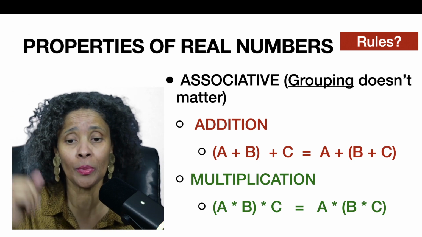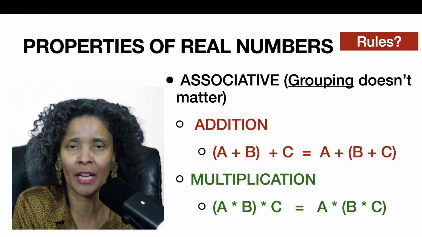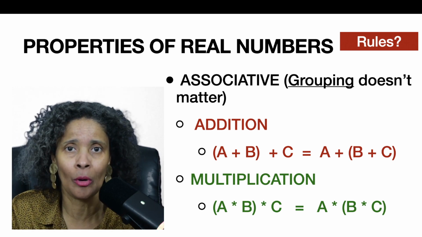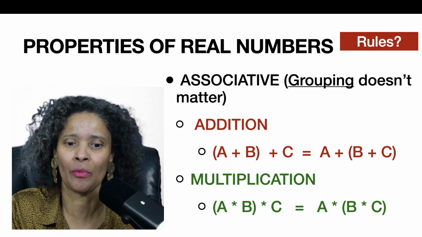The same thing goes for multiplication. If I have A times B times C, if I multiply A times B first, then I multiply the result of that times C, it's going to be the exact same thing as if I take B and C and multiply them together and then multiply it times A. So let's take a look at that. It's going to give us the exact same result.